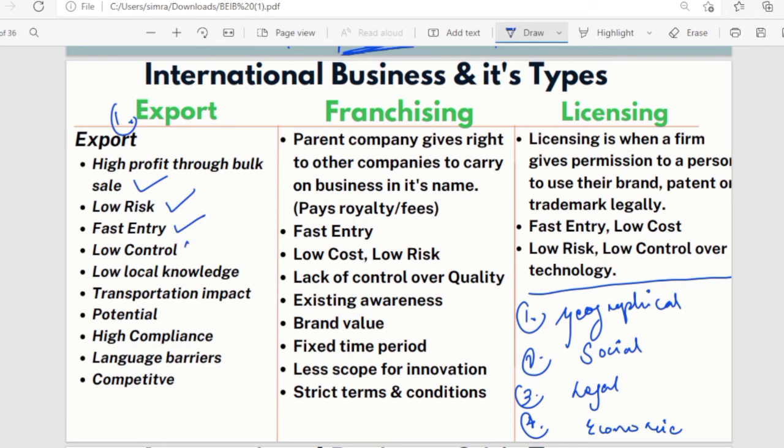The next point is low control. You won't have much control over your goods once they are exported. When they are exported to the international market, the domestic sellers of that country are going to take over from there. So you won't have control over your products or goods once they are exported internationally.